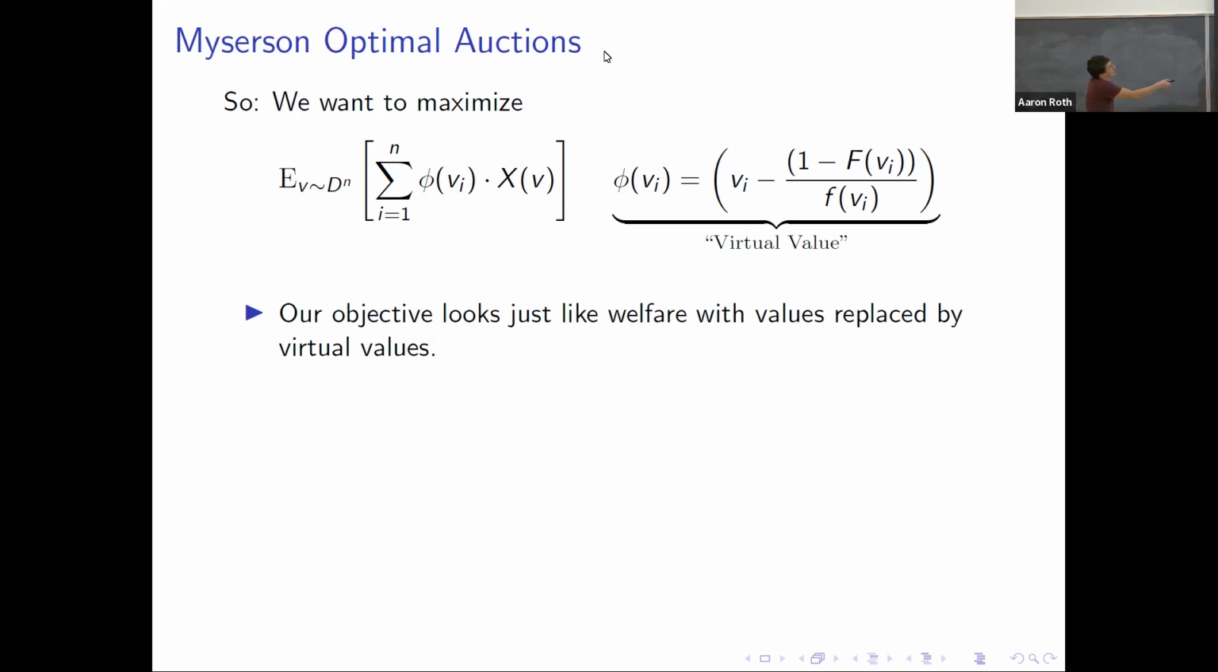How do I maximize this? Well, if it's a single item auction, I can only give the item to one person. The indicator will be 1 for the winner, 0 for everyone else. So how do I maximize this? Well, I give the item to the person who has the largest virtual value.